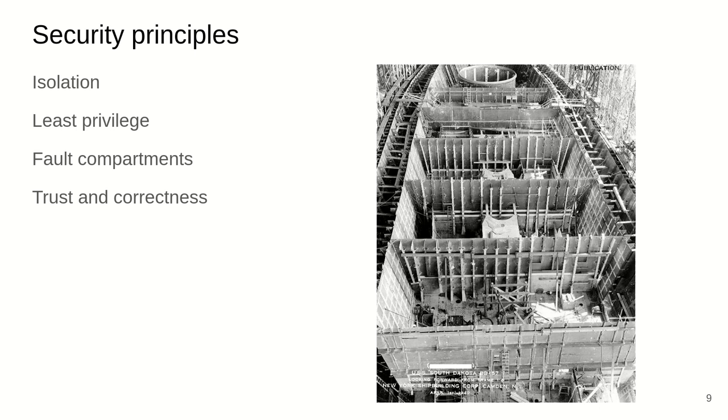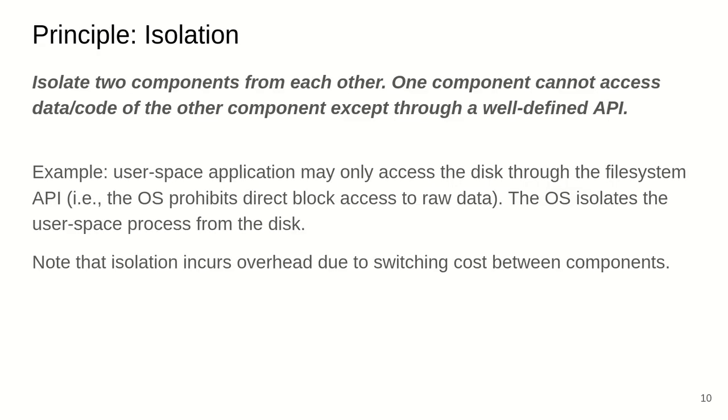So let's go through these principles in a bit more detail. Isolation is the principle of isolating 2 components from each other. So one component cannot access data or code of the other component except through a well-defined API. If you think back to the ship, this would be the 2 compartments next to each other can only access each other through the door that actually opens between them.